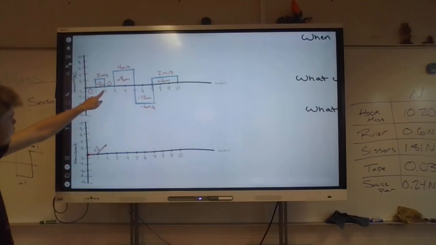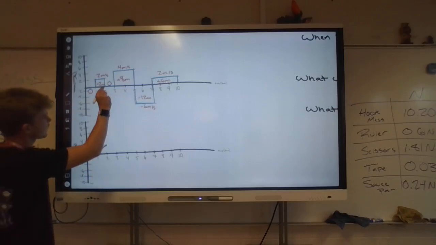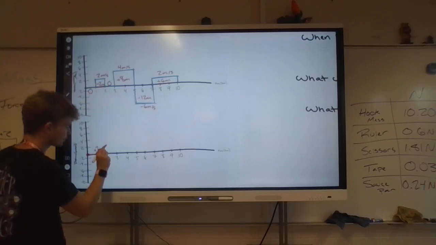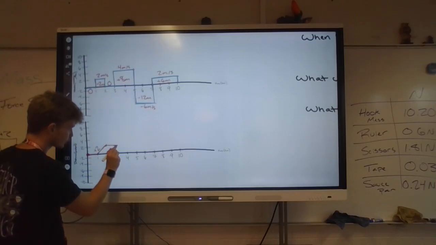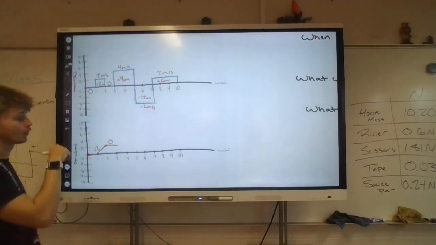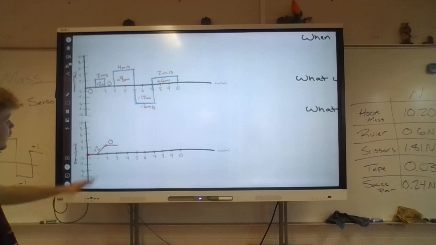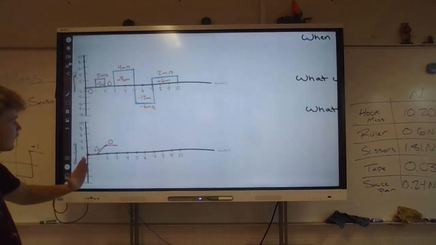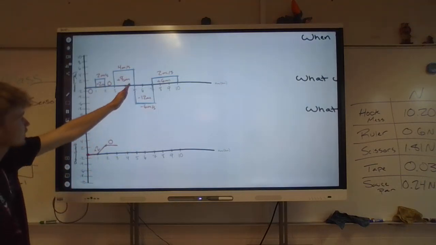Now it says from 2 seconds to 3 seconds, I have a 0 velocity. That means my object stayed still. And since a horizontal line has a slope of 0, perfect, that looks right.